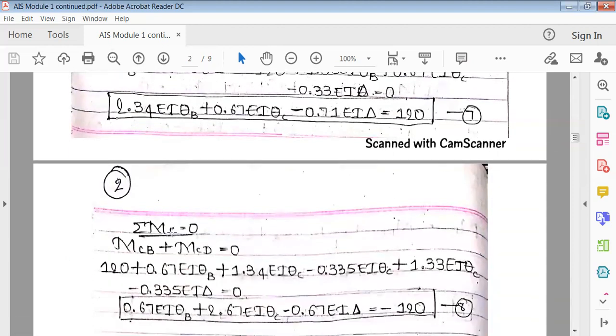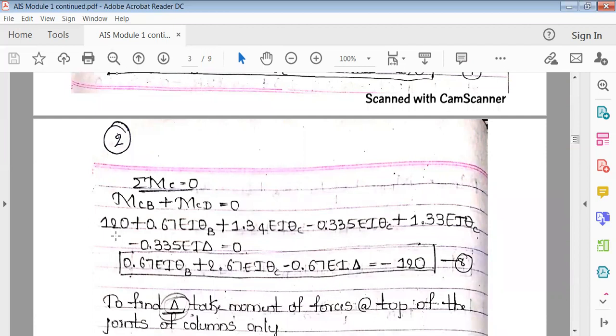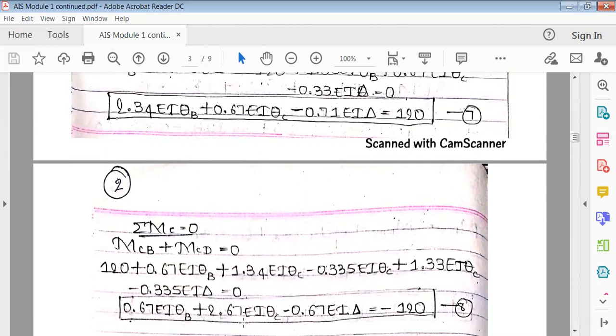Similarly, next, moment about C: MCB plus MCD equals 0. Again, consider all the equations and keep this in the form of theta B first, theta C, then EI delta, and finally a constant on the other side. Now these are the two equations which you can solve in the calculator. But there is a problem. See here, there are three unknowns: theta B, theta C, and delta. But the equations are only two. So you cannot solve this.